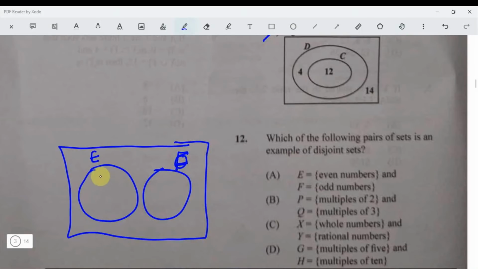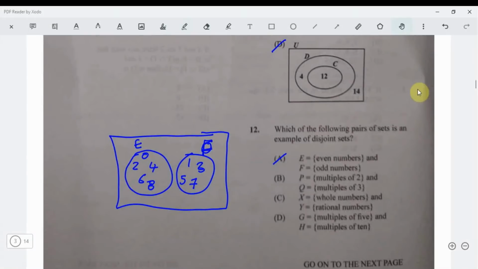Alright, even numbers would be 0, 2, 4, 6, 8. Odd numbers are 1, 3, 5, 7. Notice nothing is overlapping, and so it is option A. Alright, that's disjoint sets. Nice.